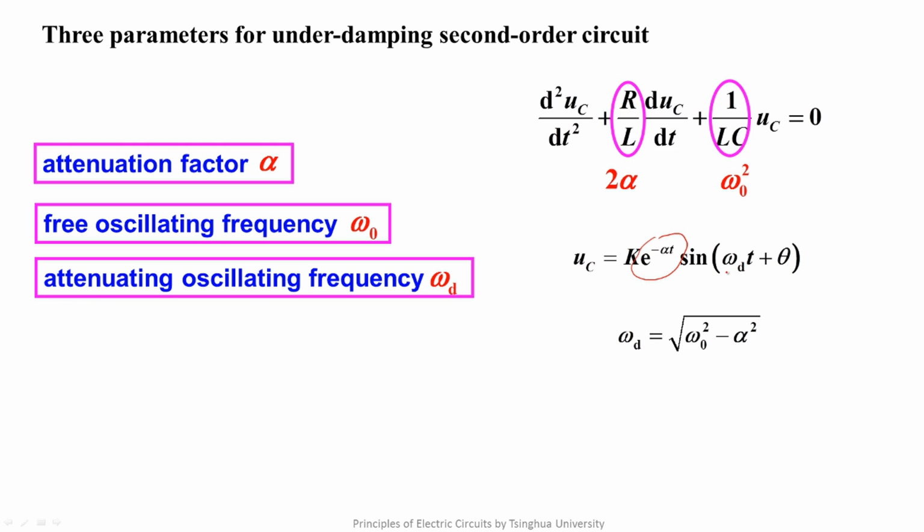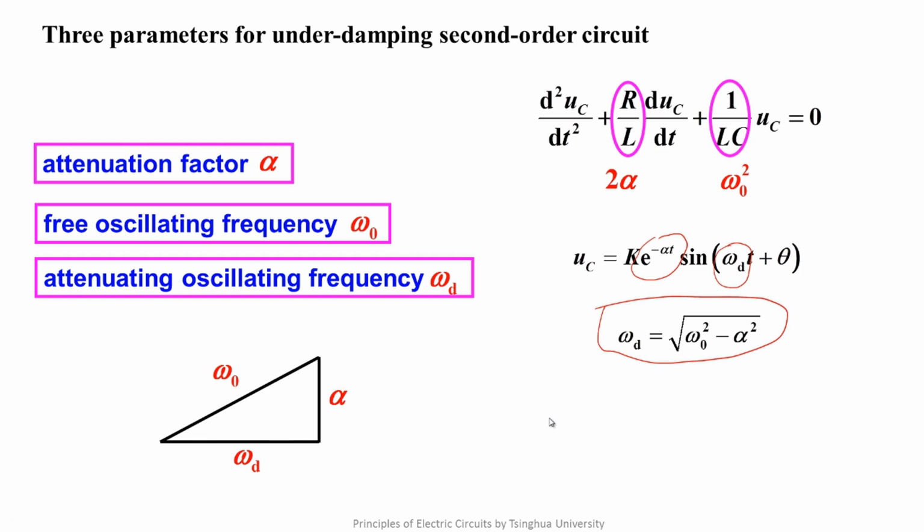Through the previous simulation, we can see that the waveform of the circuit is a damping oscillating waveform in the case of underdamping. So the angular frequency of the waveform is called the attenuating oscillating frequency. For omega 0, you can see that in the case of no damping, or no resistor, it is the oscillation frequency of the whole circuit. Because of the expression, we can draw the right triangle about the three variables.